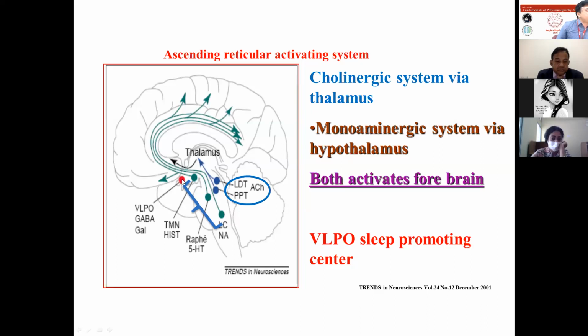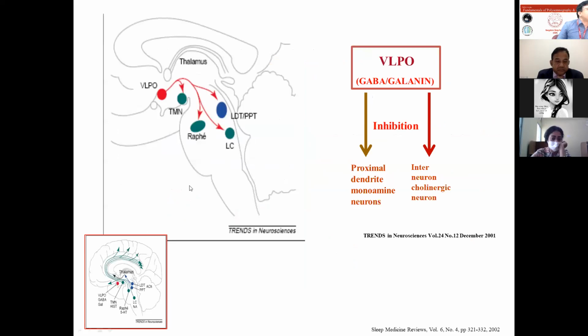Here we also have another neuronal group, the ventrolateral preoptic area, which consists of sleep promoting neurons. Both wake promoting and sleep promoting neurons are very adjacent to each other. The ascending reticular activating system, through the cholinergic and monoaminergic systems, activates the forebrain, which helps us to maintain the wake state.